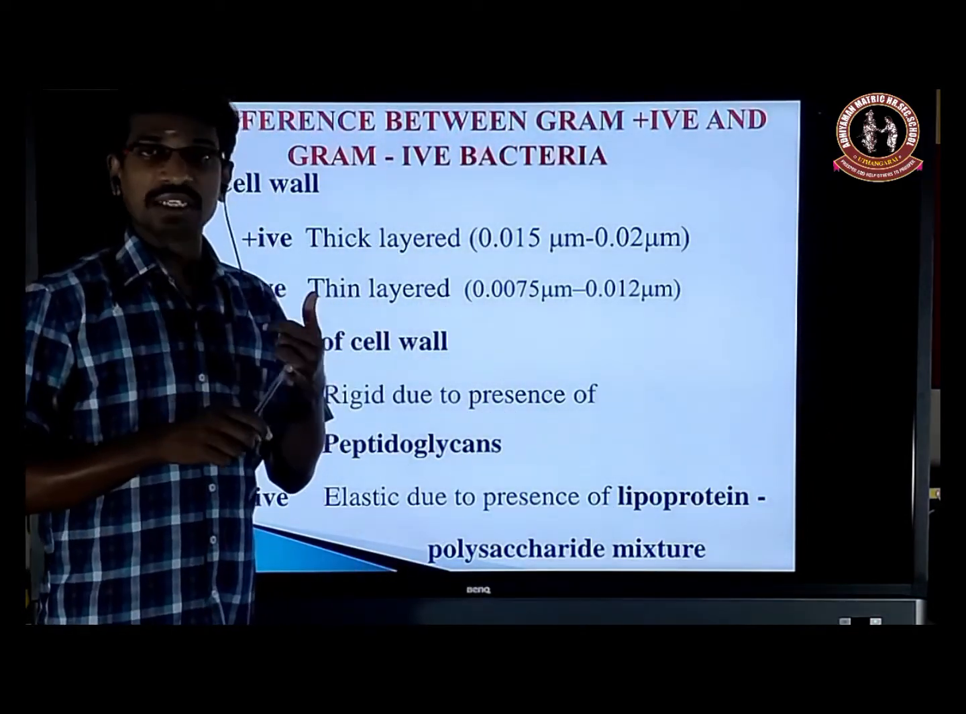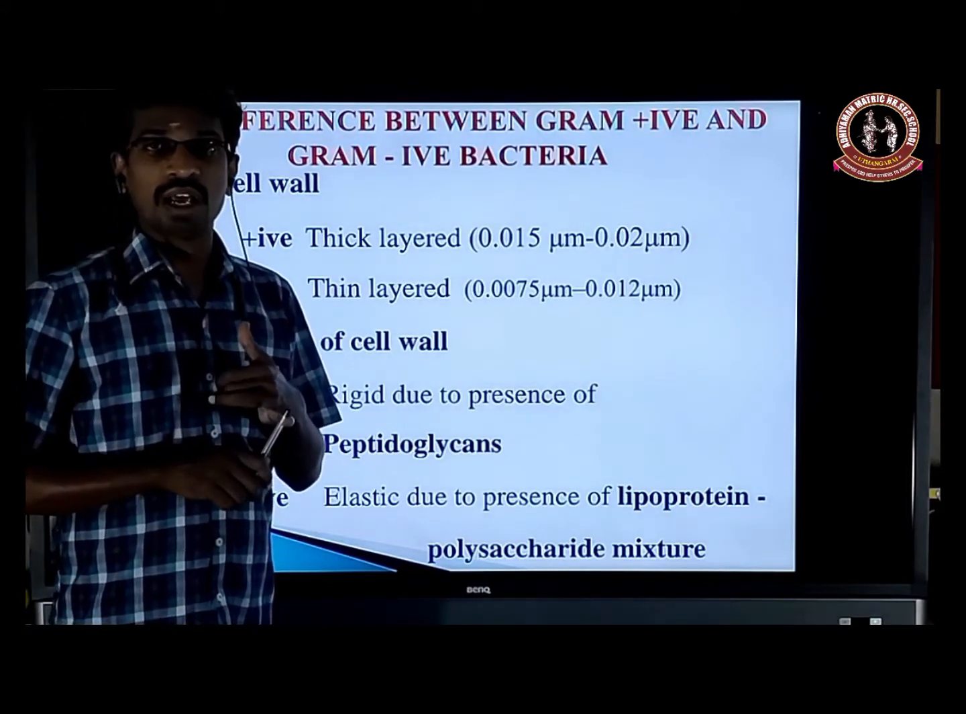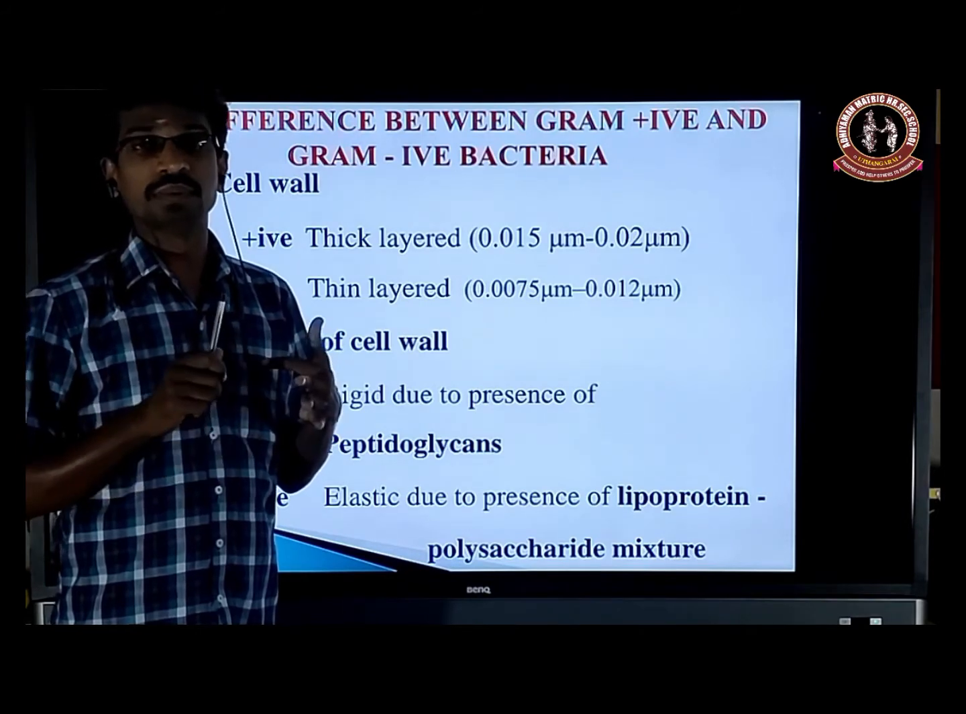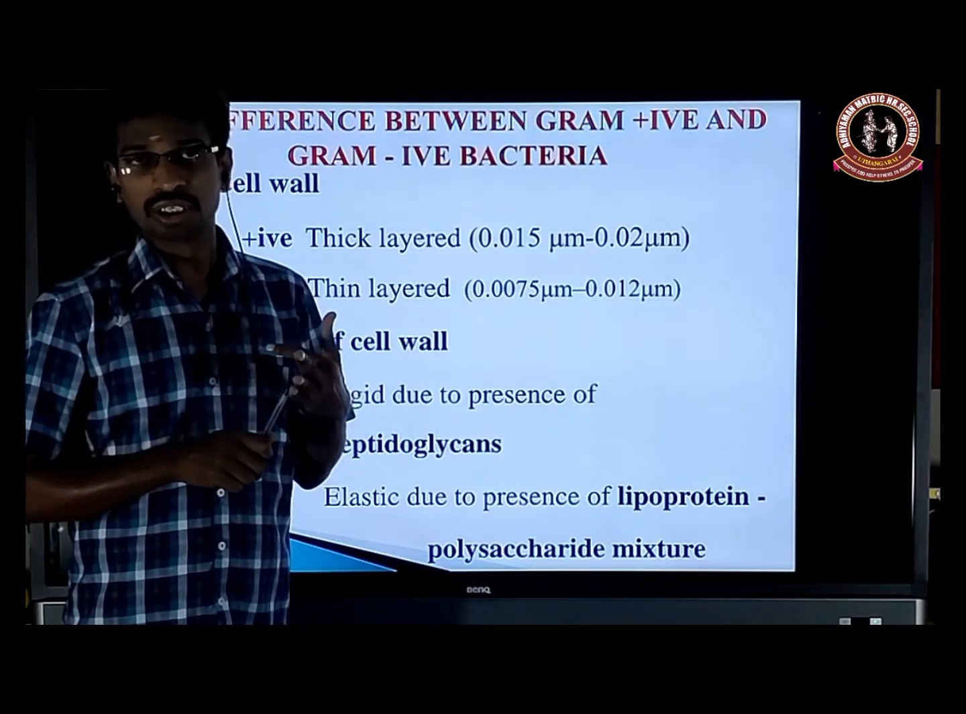Listen, first we add the crystal violet and then gram iodine, and finally we use the counter stain, that is safranin. So these three stains are used in the gram procedure.